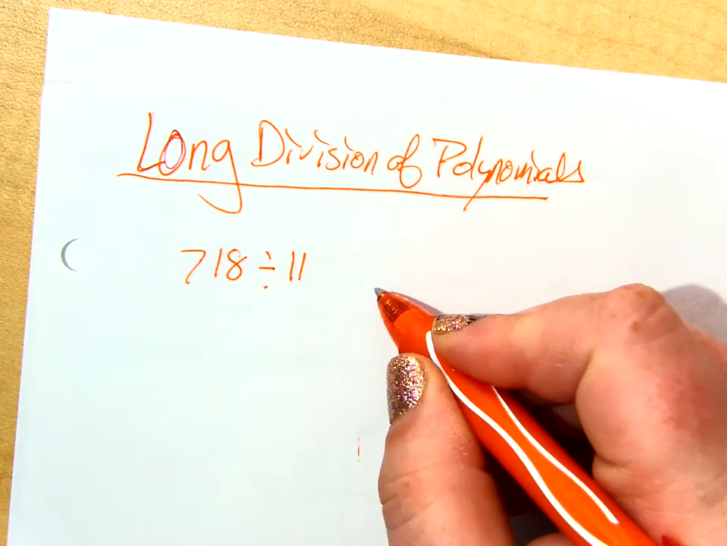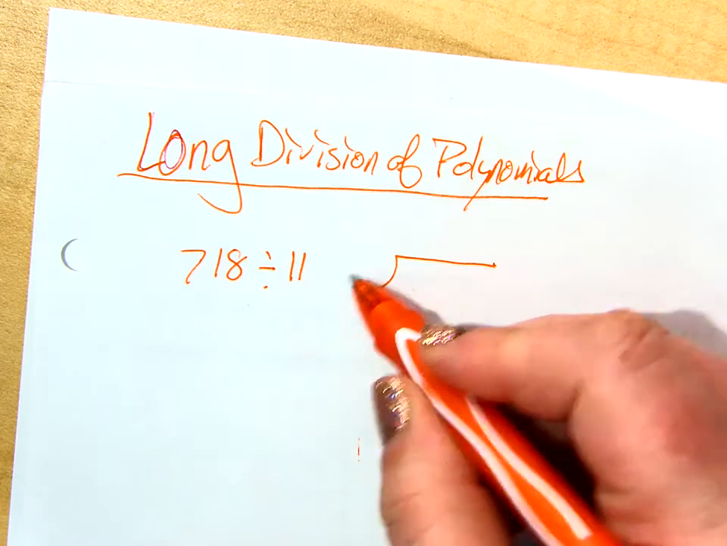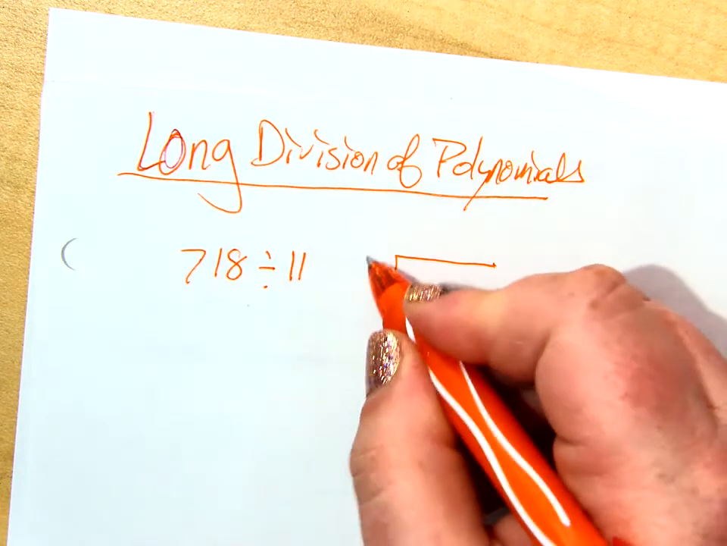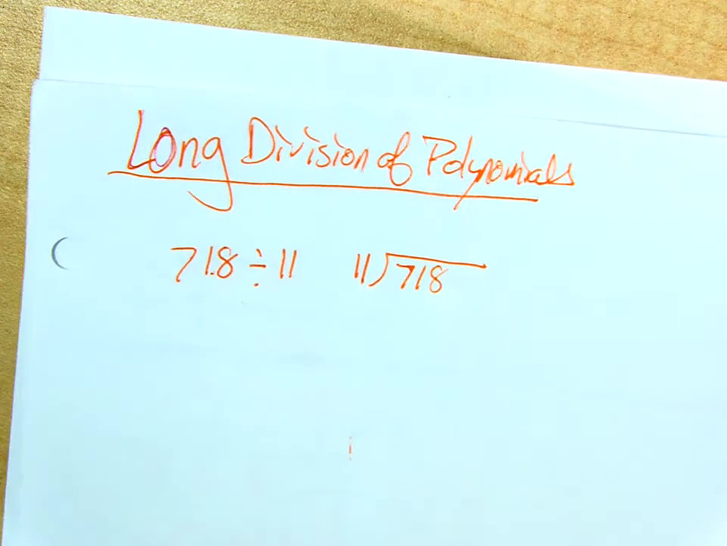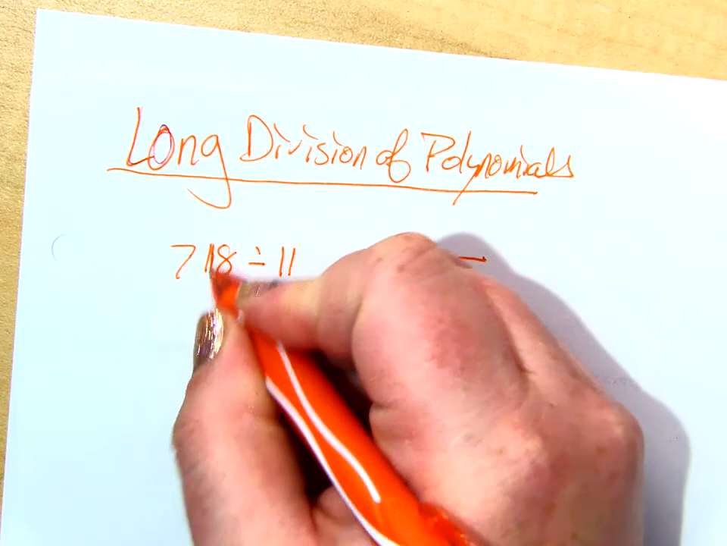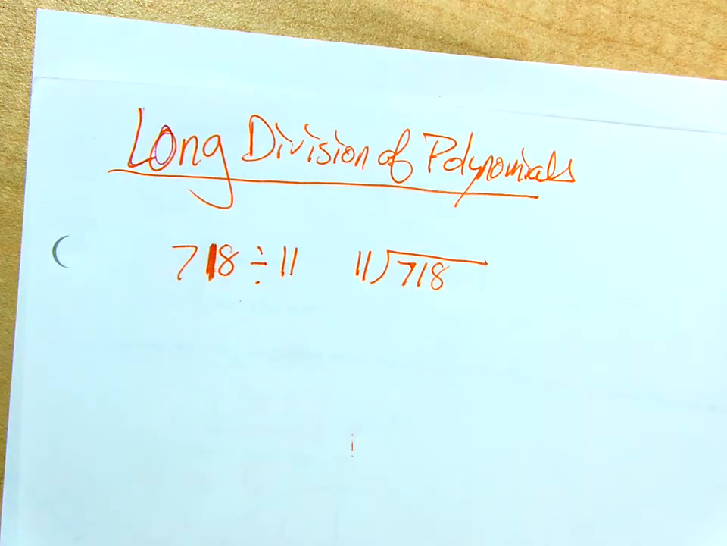If you've forgotten, remember you kind of make that kind of shape? And what number goes on the outside? 11 goes on the outside, and then 718 goes on the inside. Go ahead and see if you can remember the steps. Wait, did that say 71.8? No, 718, sorry. 718 divided by 11. Go ahead and try and do it by long division. Do you remember the steps?